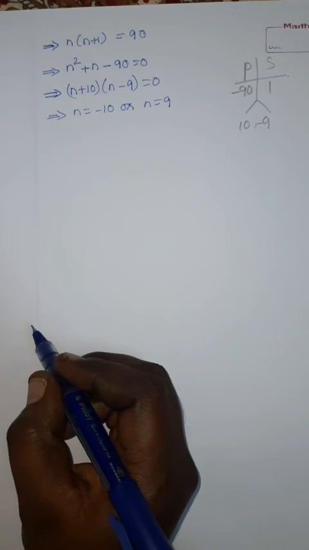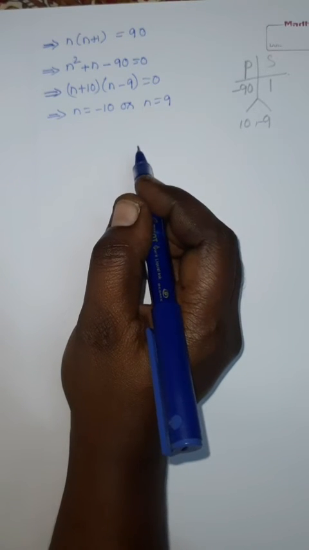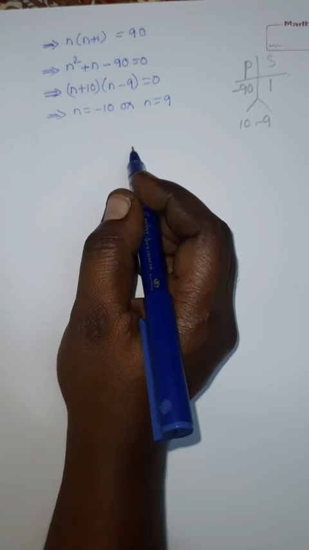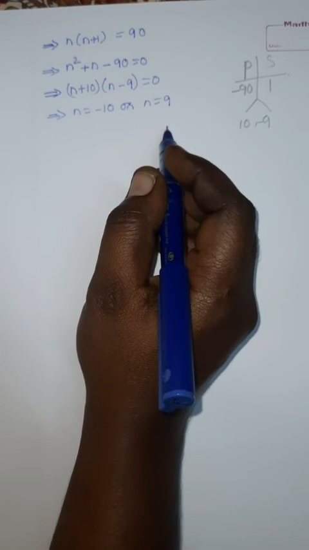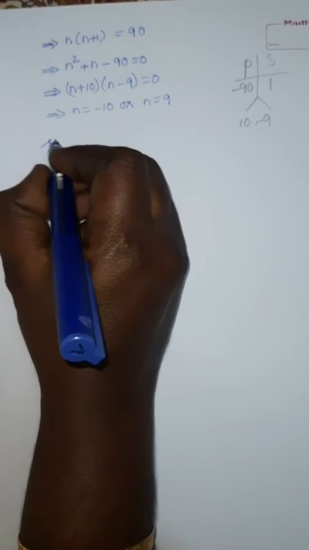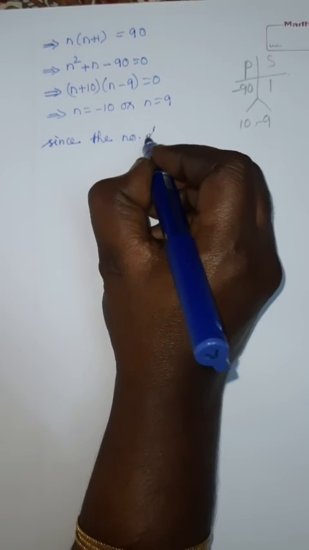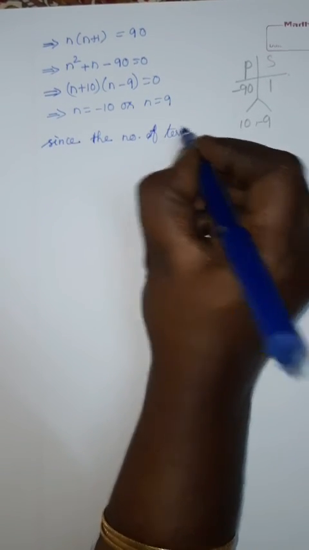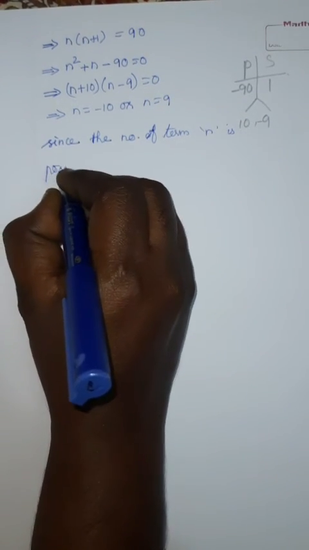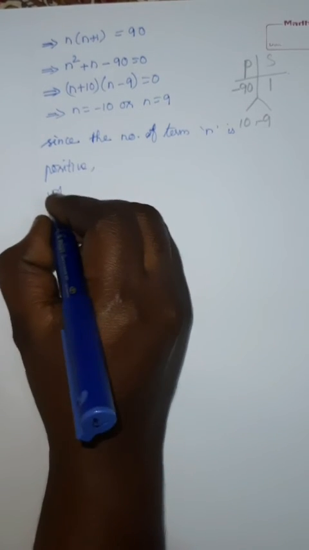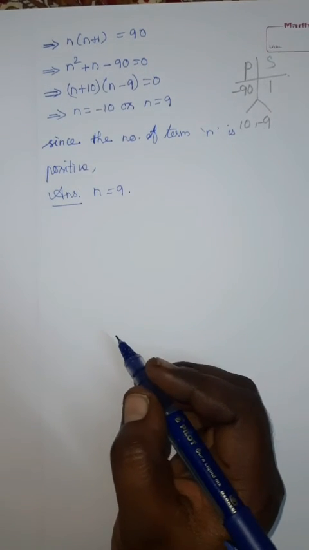Okay, now which is the suitable value of n? Since n is the number of terms in 1 cube plus 2 cube plus etc. plus n cube, it is an increasing series and it is the number of terms, so it must be a positive number. Okay, so we can write: since the number of terms n is positive, the answer is n = 9.